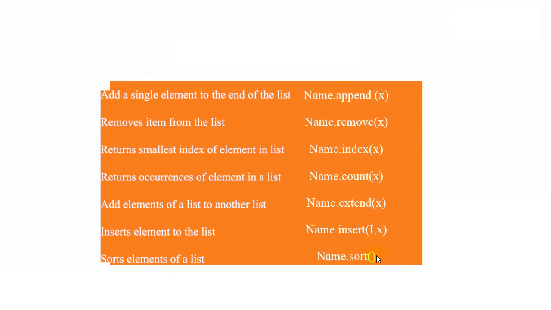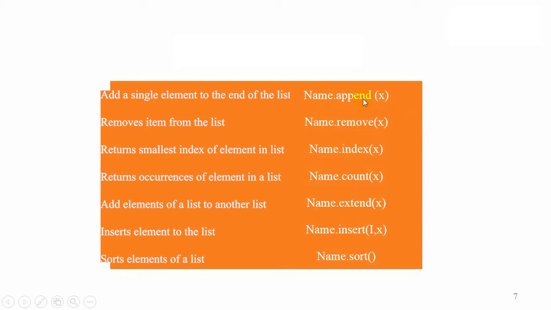Append can add a value x to the list, and technically it can add the value of x to the list here, which is replaced with name. So we should write name as the list name, then .append, and within the parentheses the value that we are going to add to the list.